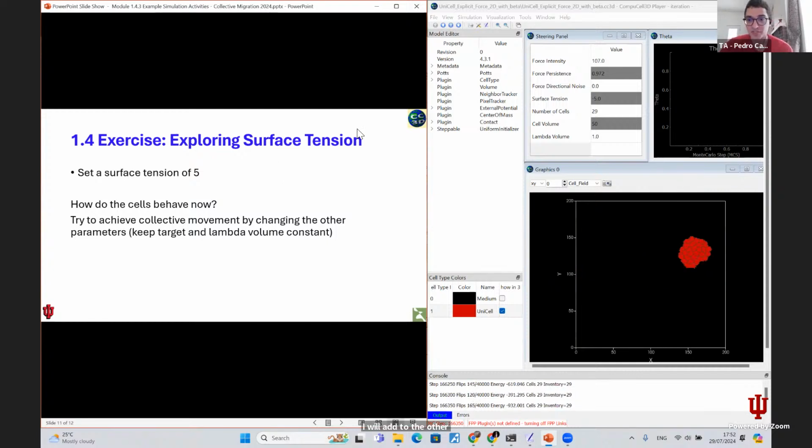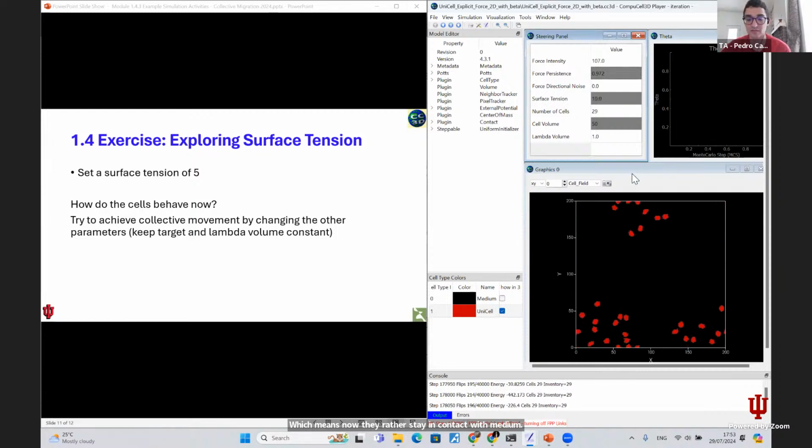And this is the most interesting one. We were doing all these tests with a negative surface tension, which means the cells want to stay in contact with each other. They don't like medium. They like contact with cells more than they like contact with medium. But so what if we increase the surface tension to positive, which means now they rather stay in contact with medium than in contact with other cells?